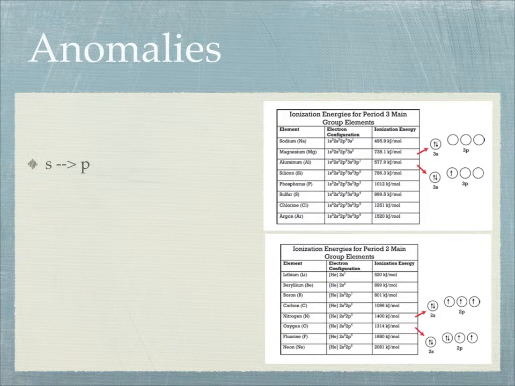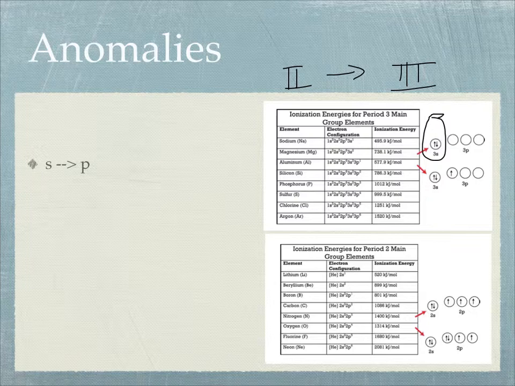Now, there are a few anomalies as you go, and even when I read those, you might have noticed that. Usually the first one happens when you're going from group 2 to group 3. Take a look at what we're doing. Well, we've filled our, in this example, 3s. And then in the next one, we've got a 3s and a 3p, 3p1. And it's easier for that electron to be taken away. This is kind of a little more stable. So when you have that full s shell, it's a little more stable, harder for that electron to be taken away from there.